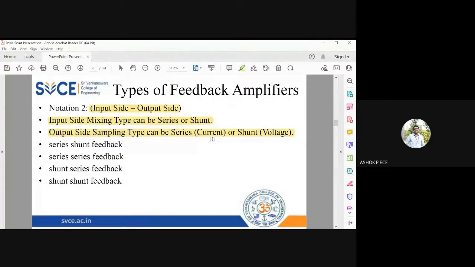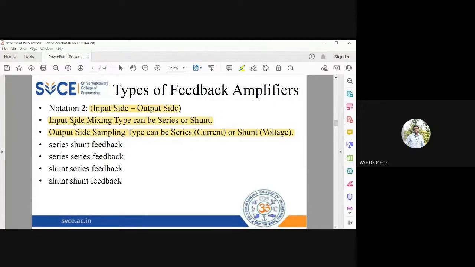How to remember that? Voltage will be the same in parallel. So wherever you have voltage, instead of writing voltage, I can write it as shunt. Current will be the same in series. So instead of writing current, I'll be using the term series. So it is of the format input output combination.